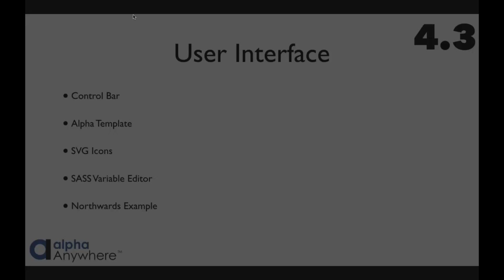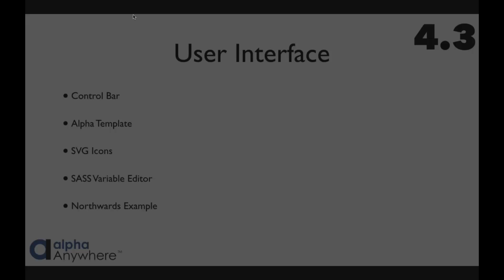Secondly, we reviewed this last time, but the new Alpha template is now built into 4.3 and available. This template is optimized for mobile and desktop apps. It's a very nice, clean template and is an excellent starting point for the look and feel of any user interface that you're developing. It uses the new SVG icons.